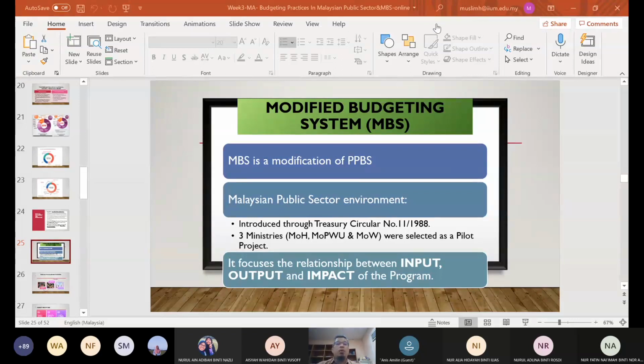Then we continue with MBS. Okay, there's a question here. Is it a good budget if the government allocates more to operating expenditure than development expenditure? Is it a good budget, by Brother Firdaus? Is it a good budget if the government allocates more for operating expenditure than development expenditure?